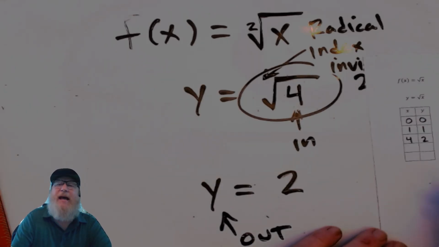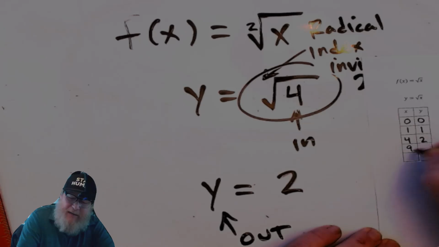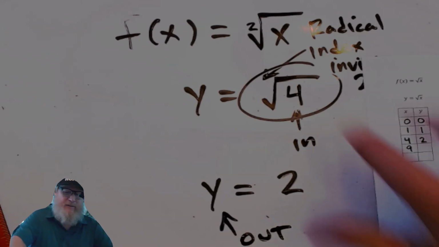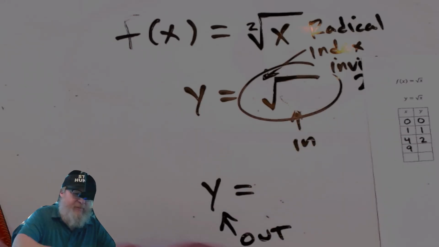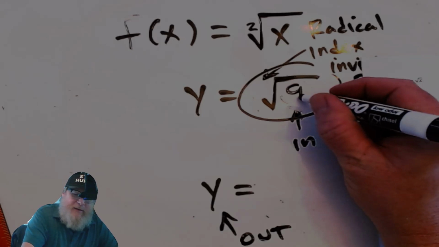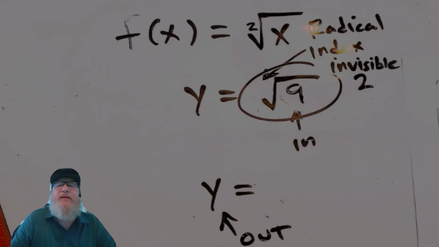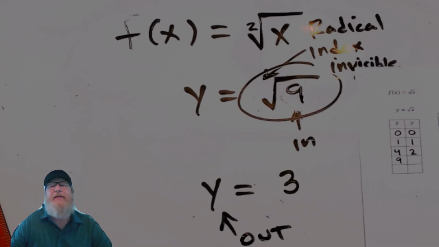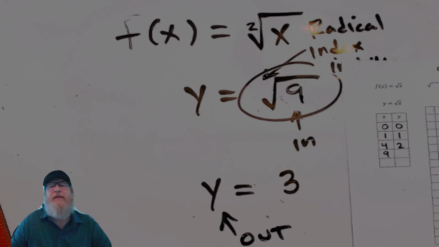So having said that, my next input is going to be 9 for x. You see what I'm doing here? You probably can imagine why I'm picking 9 to be the next input, because the square root of 9 is 3. That gives me a nice output of 3.